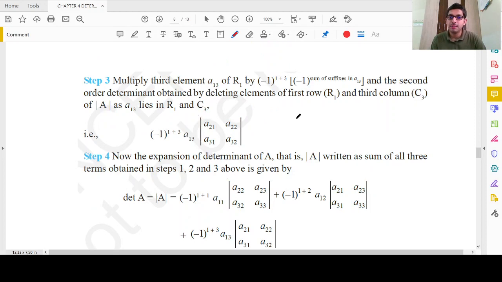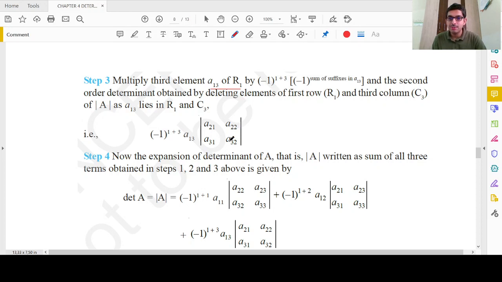In the third step, there is one more element in the first row, that is A13 of R1. Multiply this with minus 1 to the power 1 plus 3, the sum of the suffixes in A13, and the second order determinant obtained by deleting the elements of the first row and third column. Once you delete the first row and third column, the second order determinant obtained is A21, A22, A31, A32. So the third term is minus 1 to the power 1 plus 3 A13, times the determinant A21, A22, A31, A32.